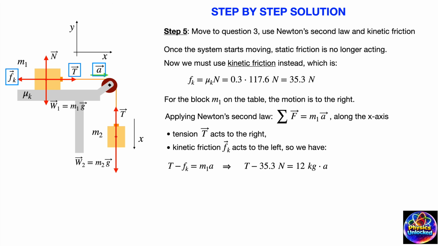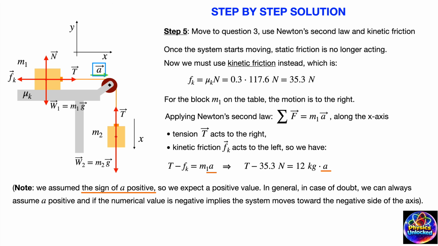Now there is a note. We assume that the sign of the acceleration is positive, so we expect a positive value. So we assume that the acceleration is going to the right, so we assume that block number 1 is moving to the right.